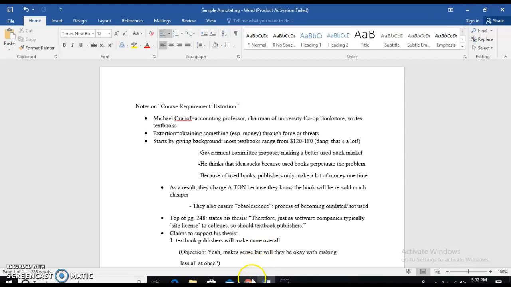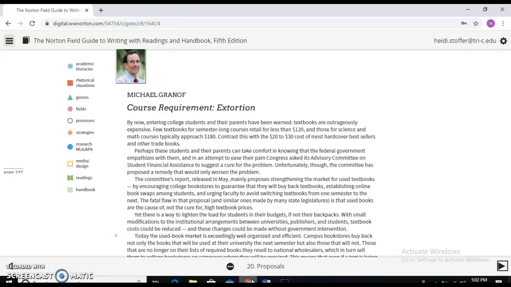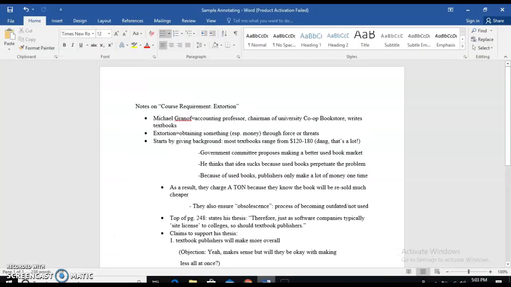You'll notice that the title of this essay is Course Requirement Extortion. So anytime you're reading, if you aren't quite sure what a word means, especially if it's in the title of the essay, because that means it's something that's important to the meaning of the text, I would look it up. And again, I know what the word extortion means generally, but if you look up the word, like I did here, extortion means obtaining something, especially money, through force or threats.